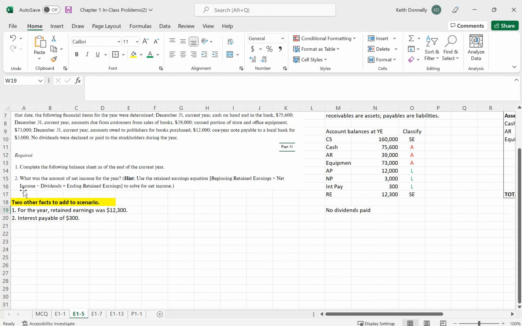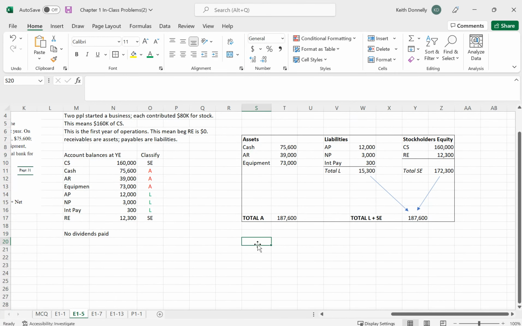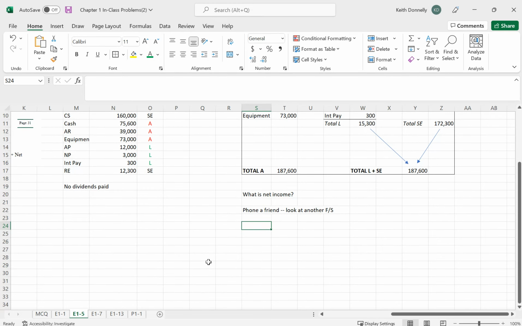Now, one of the things down here, the second question says, what amount was net income, right? So the second part is, what is net income for the year? So this is a little tricky, right? Because they're not giving you any revenues or expenses. How do you figure this out? Well, in this case, you're going to have to phone a friend. I mean to say, look at another financial statement. In other words, what we could do here, if we want to know what net income is, we don't have revenues or expenses, but we do have other items. So we could use the retained earnings equation to solve for this, right? Like beginning retained earnings plus your net income minus your dividends equals your ending retained earnings.